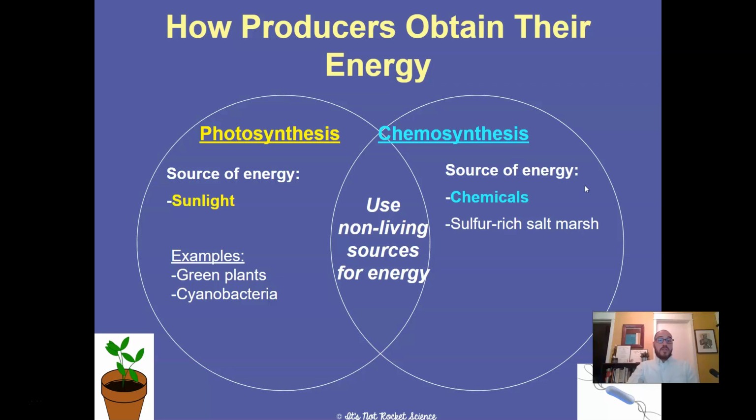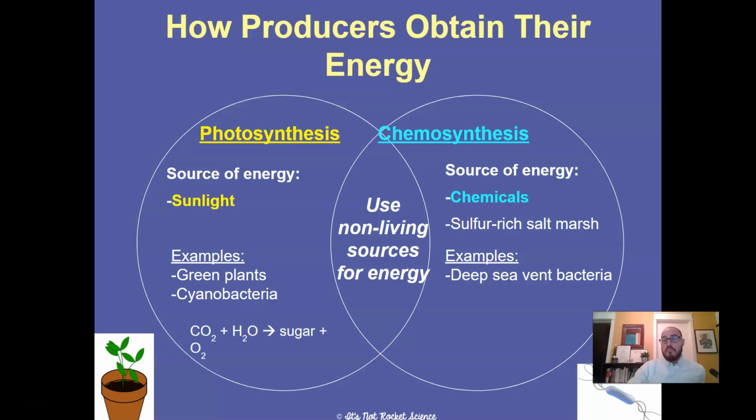So examples, these are your green plants and cyanobacteria. Remember yesterday I told you briefly about how chloroplasts in plants actually used to be free-living cyanobacteria. And there still are free-living cyanobacteria that are not inside of plants. They were the first photosynthesizers. And over here on the chemosynthesis side, we have the deep sea vent bacteria. These things are going to be living inside of tube worms, and some of them can live on their own, and they're going to be breaking down sulfur-rich compounds to make sugars.